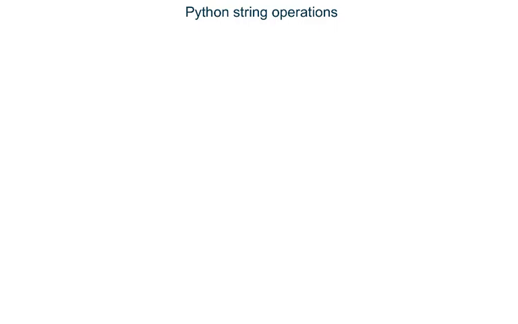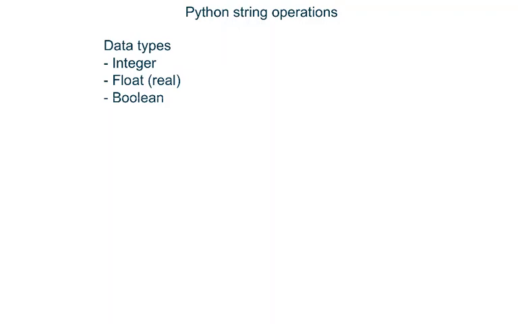Python string operations. There are 4 data types that you will commonly use in Python. Integer, which is used for whole numbers. Float, which is used for decimal numbers. You may find decimal numbers called real numbers in some places, but in Python we call them floats.